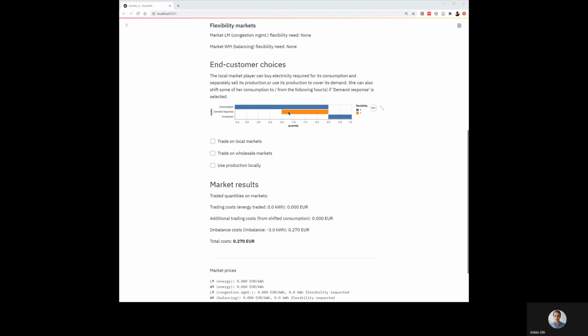Then on this orange bar, we have 2 kilowatt hours of demand response. What this means is this consumer could use 2 kilowatt hours more energy during this period, and then use potentially 2 kilowatt hours less energy on following periods. So assuming some kind of storage solution.